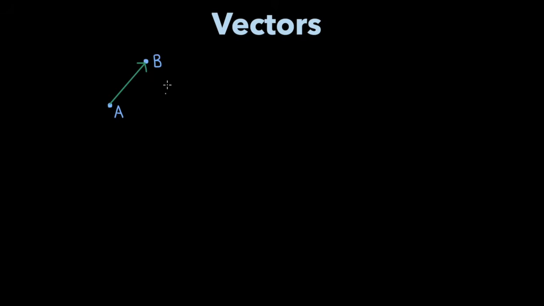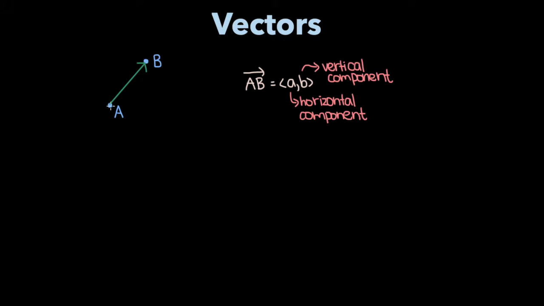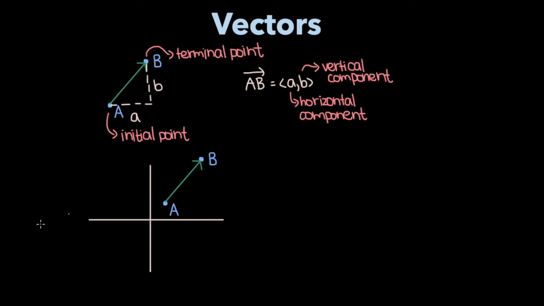Now, if we were to express the vector AB in vector form, it would be the following, where A is the horizontal component and B is the vertical component of the vector. So for our vector AB, the horizontal component would be this, and the vertical component would be this. Another point of terminology that I forgot to include on the first slide was that A, the starting point of the vector, we call the initial point, and B, which is the sort of ending point, we call the terminal point.